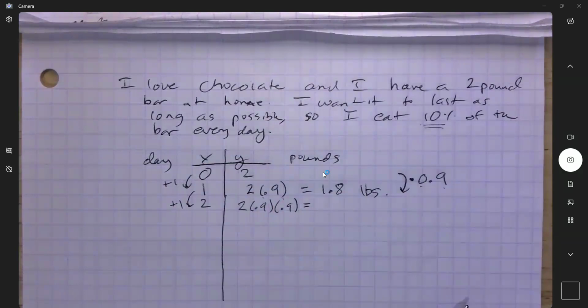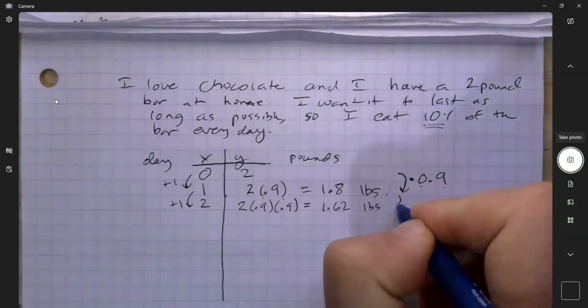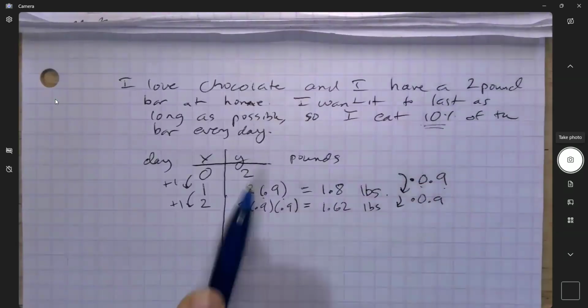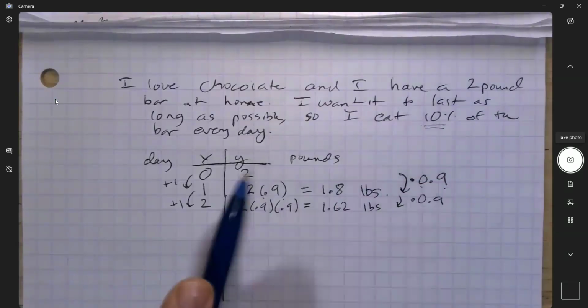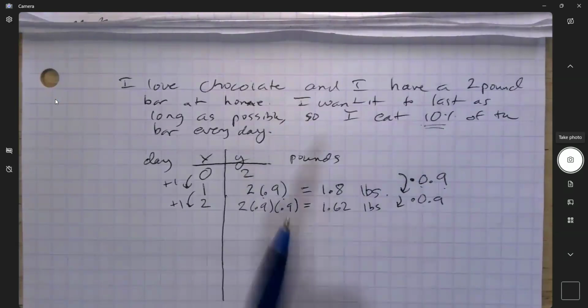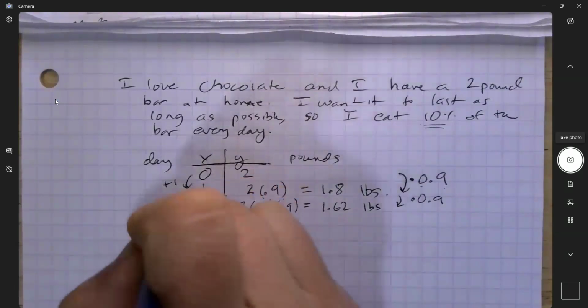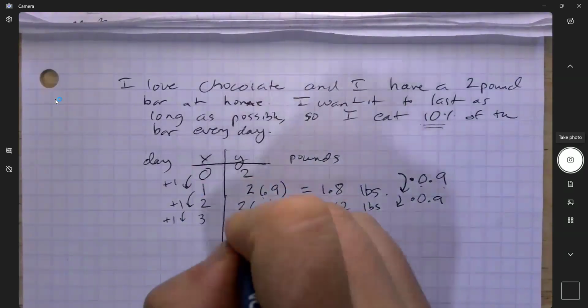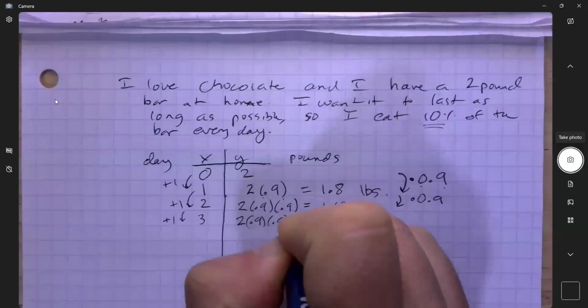This is where I'm going to use Desmos to help me. You won't be able to see it, but that's okay. So I'm going to do 2 times 0.9 times 0.9. And I get 1.62 pounds. Then multiply by 0.9. Notice I'm changing my constant multiplication, but the quantity isn't changing the same way. And I go a little bit longer, so I do another.